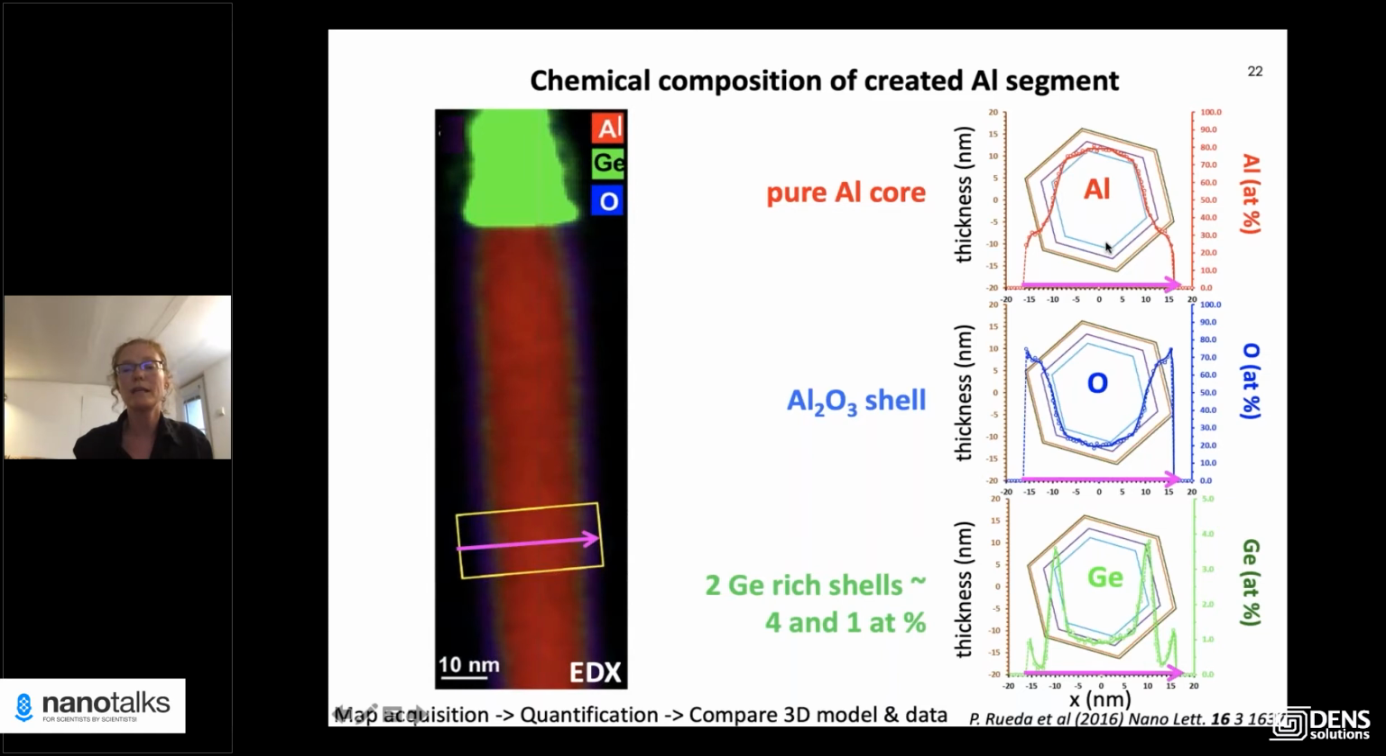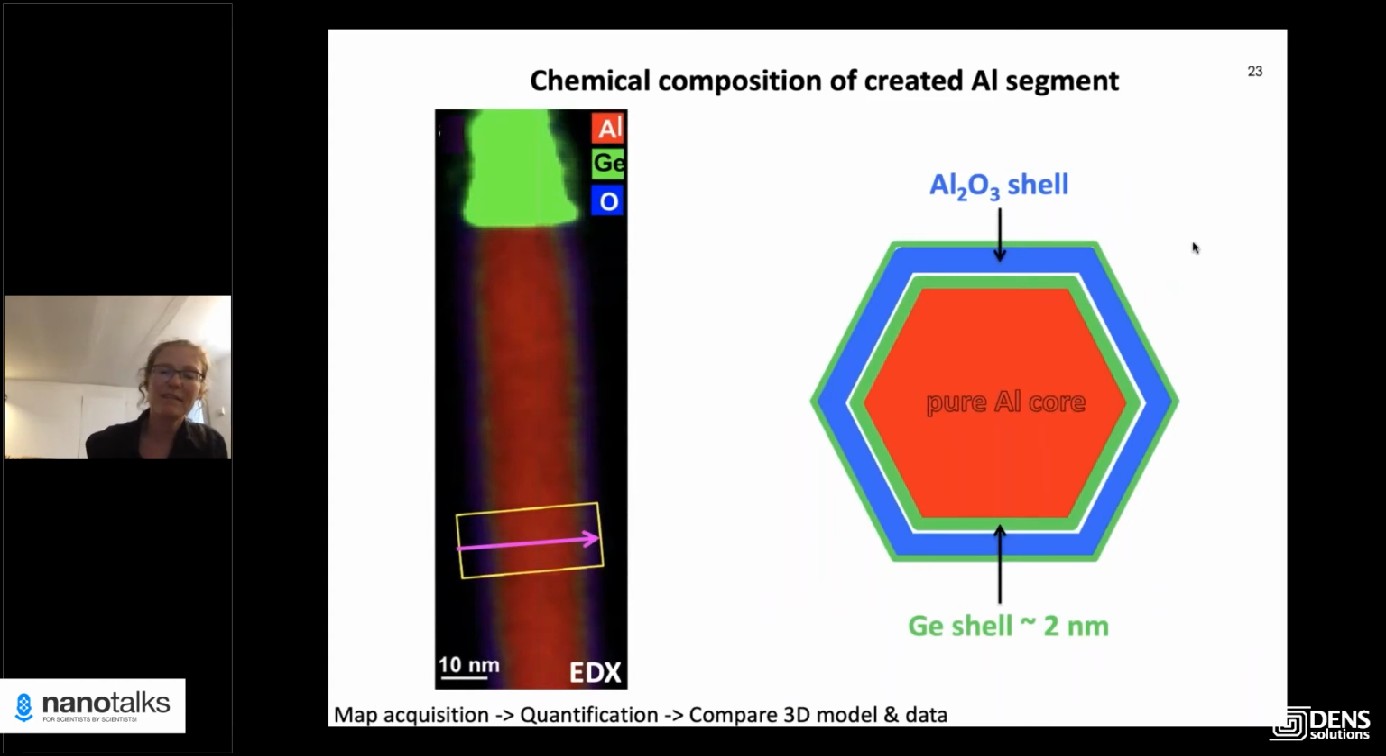So using this approach, we saw that the core of the converted region was pure aluminium. It was surrounded by a shell of aluminium oxide, and on both sides of this shell we had a thin layer containing almost pure germanium. We also observed, and I don't show it here, that this aluminium nanowire we create is monocrystalline. So in fact, we create this core-shell structure, with a core of pure aluminium.